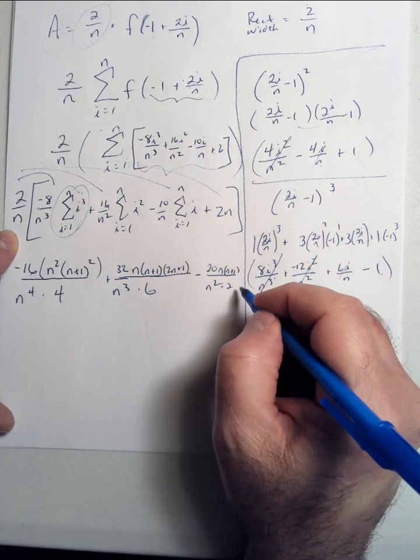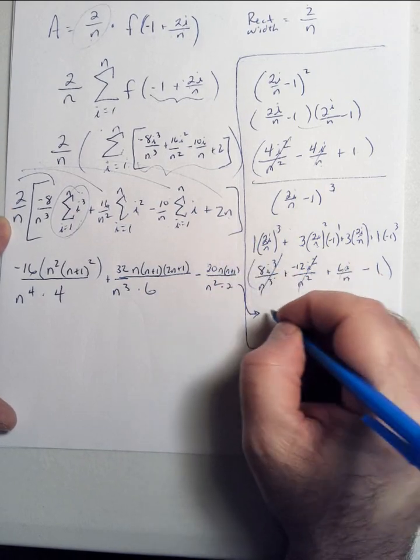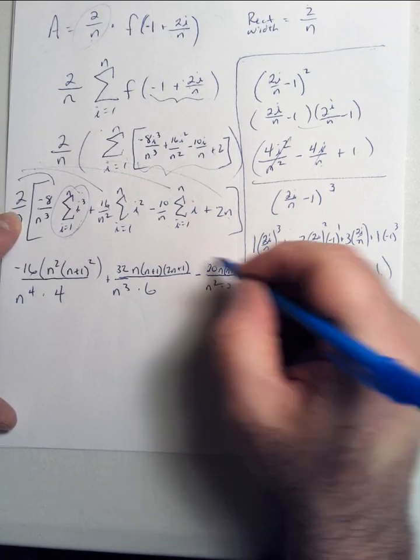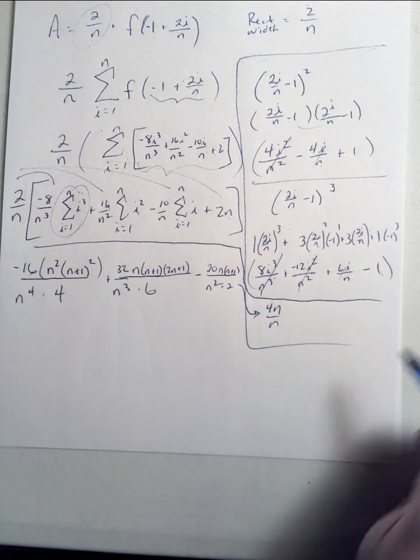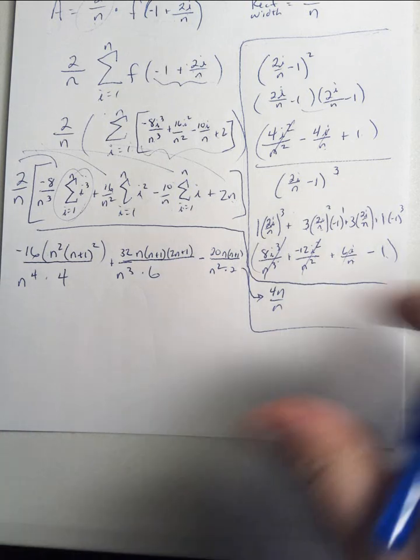And then, sorry about that, 4n over n. Should have made that a little smaller. Take a break, shake your hand out.